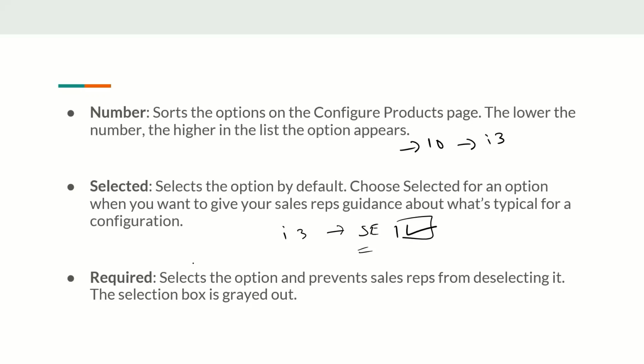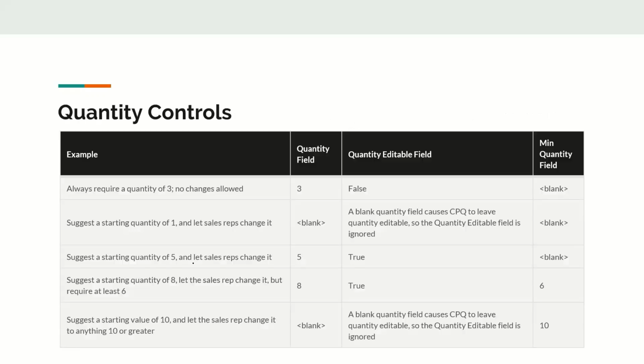Required, as its name suggests, selects the option and prevents the sales rep from deselecting it. The selection box is grayed out. We will see that later in this video. So there are some quantity controls. Always require a quantity of 3, no changes allowed: in the quantity field, you put 3, and the quantity editable field is set to false. Minimum quantity field, if it is blank, then you can set up to 3.